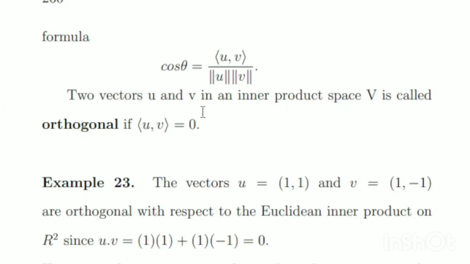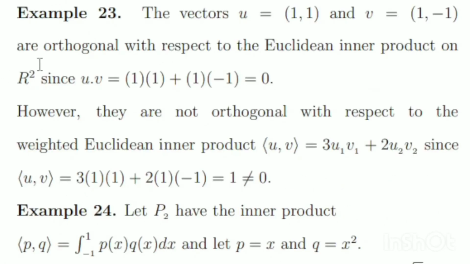Two vectors in an inner product space are said to be orthogonal if their inner product is equal to 0. So, an example: the vector u equal to (1, 1) and vector v equal to (1, -1) are orthogonal with respect to the Euclidean inner product on R2, because u dot v is 1 into 1 plus 1 into -1, that is equal to 0. So we can say that u and v are orthogonal.